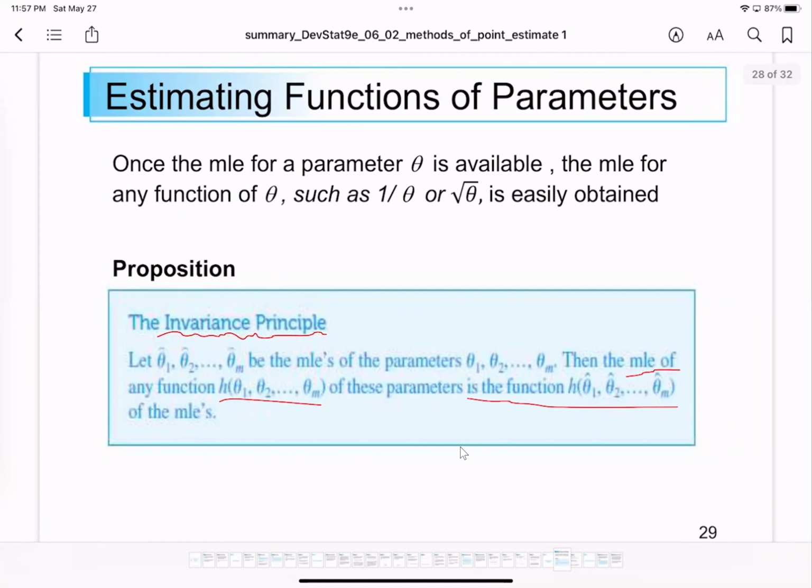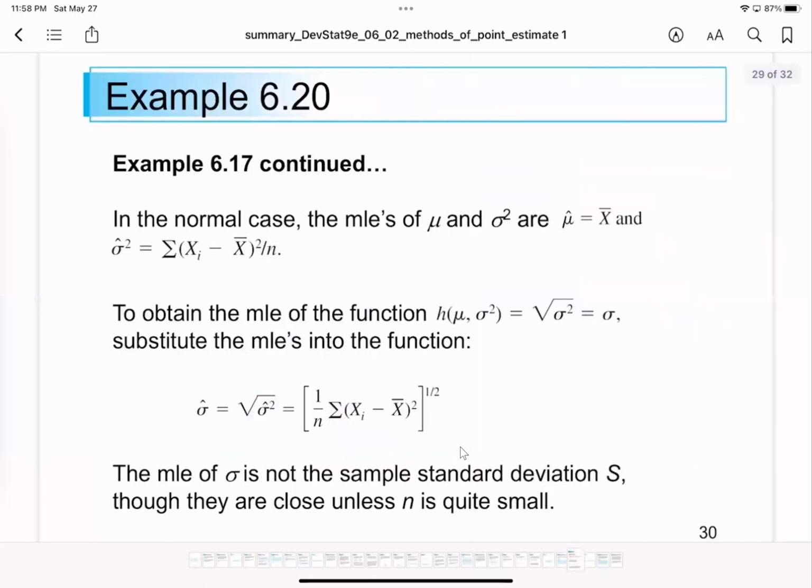So if thetas have a MLE given by theta hat, then the h of thetas will be estimated by the h of theta 1 hat, theta 2 hat, and so on. This one is also MLE. We say it's an MLE that has some very important property that will come up next.